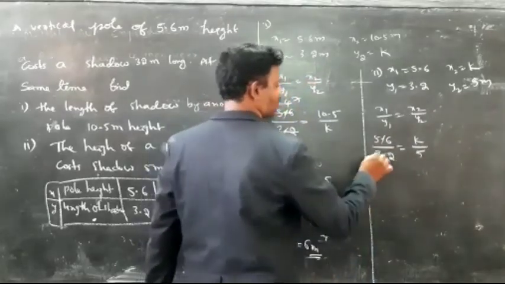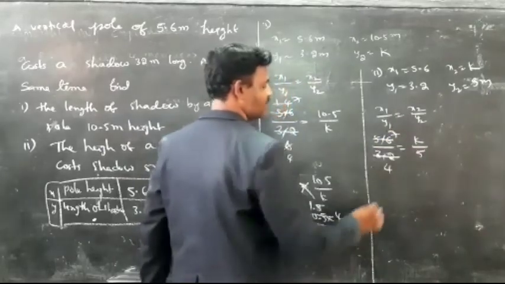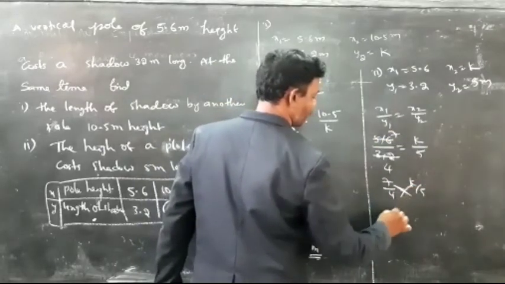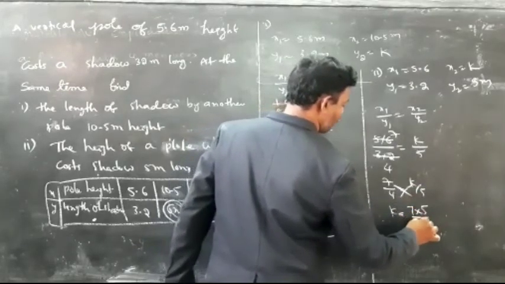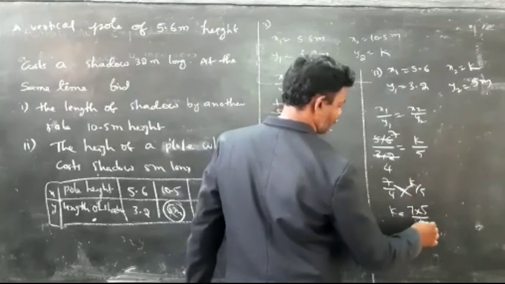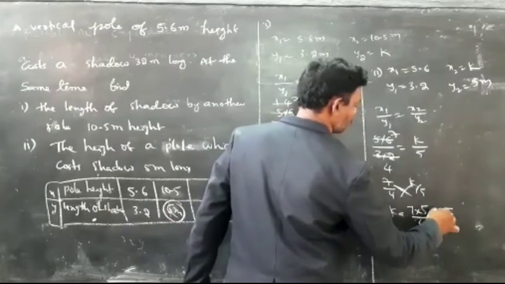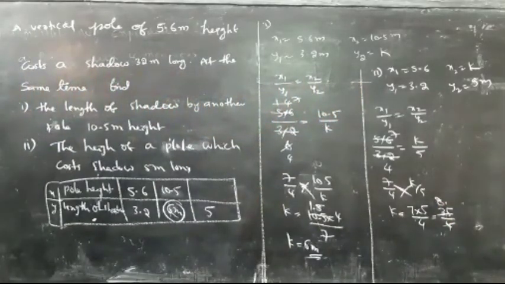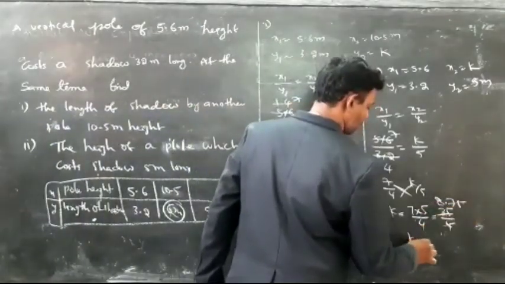Decimal cancel. 8 4s are 32, 8 7s are 56. So 7 by 4 is equal to k by 5. Then k is equal to 7 into 5 by 4. 35 by 4. 4 8s are 32. It is nothing but 8.75 meters.